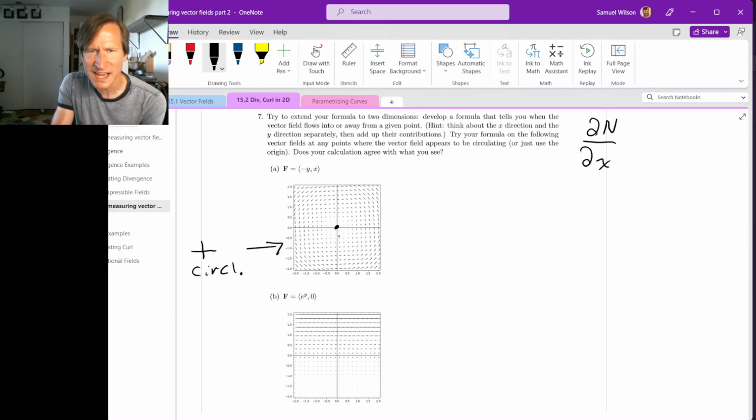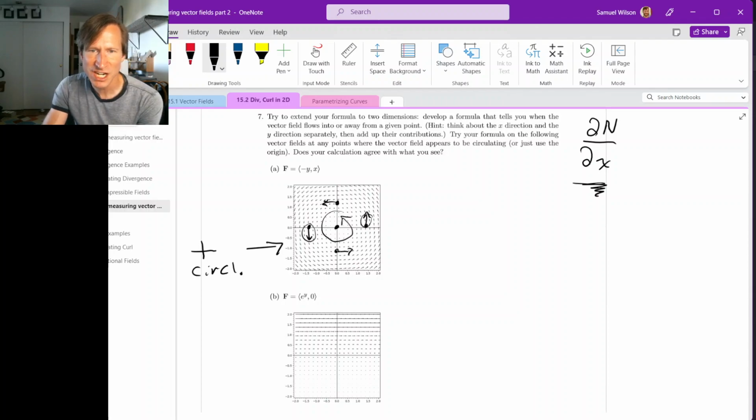But partial n partial x is only picking up the positive circulation caused by the vectors to the left being down and the vectors to the right being up. So let's think about what happens in the vertical direction. In the vertical direction, the vectors above are pointing left and the vectors below are pointing to the right. And so even if we didn't know about the vectors to the left and right, if we knew about the vectors above and below, it still looks like this would be causing a positive circulation. So there's another contribution to circulation that isn't caused by this partial derivative with respect to x.